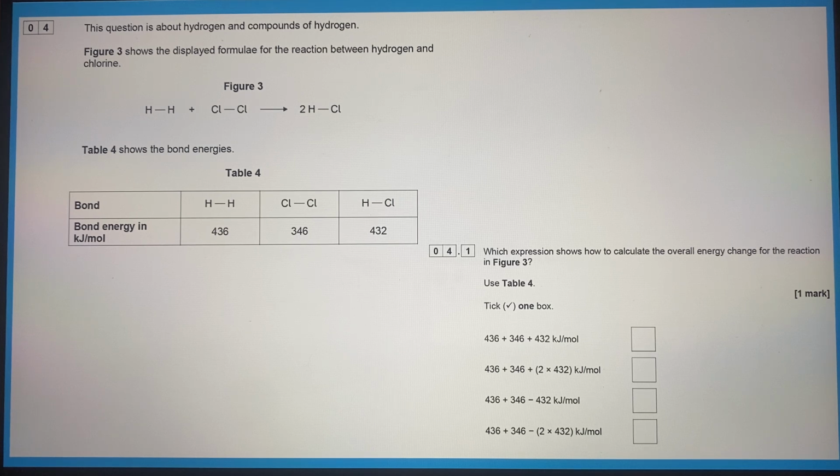Question 4. This question is about hydrogen and compounds of hydrogen. Figure 3 shows the displayed formulae for the reaction between hydrogen and chlorine. Table 4 shows the bond energies.